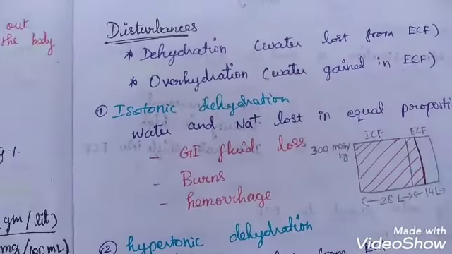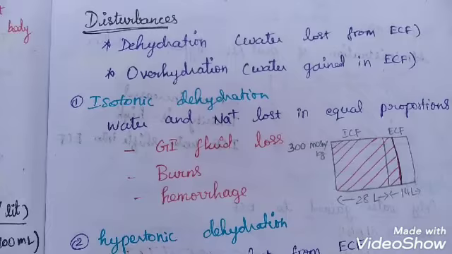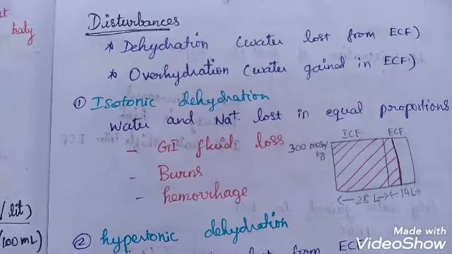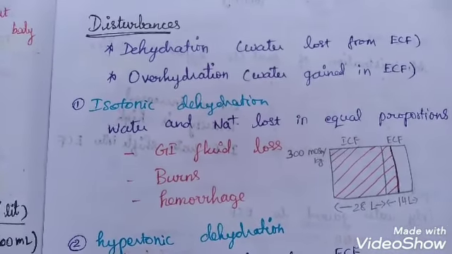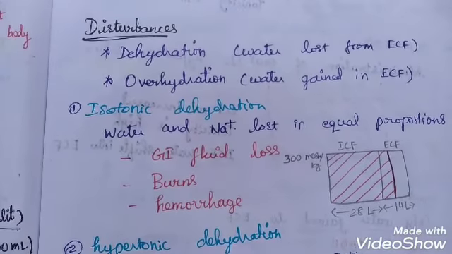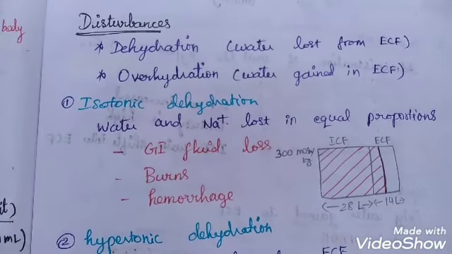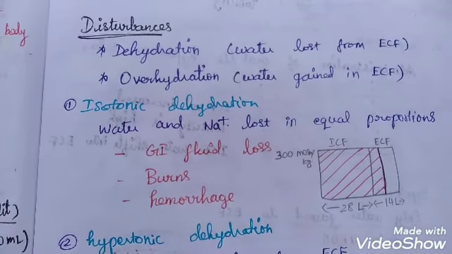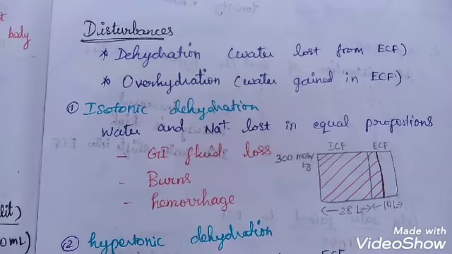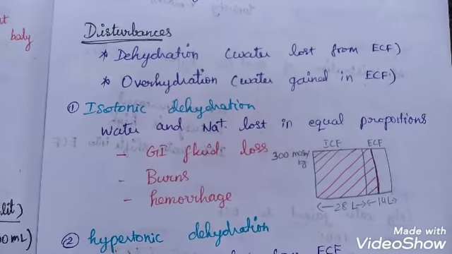So let's see clinically, what are the disturbances that happen in the fluid compartments? If there is some disturbance in the fluid compartments, there will be dehydration or overhydration. Dehydration is water lost from the extracellular compartment, and overhydration is water gained in the extracellular compartment.